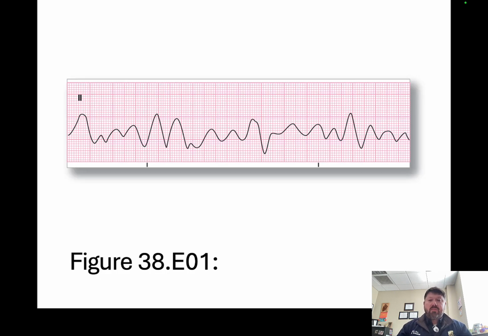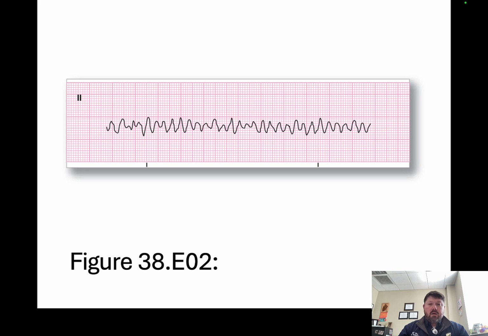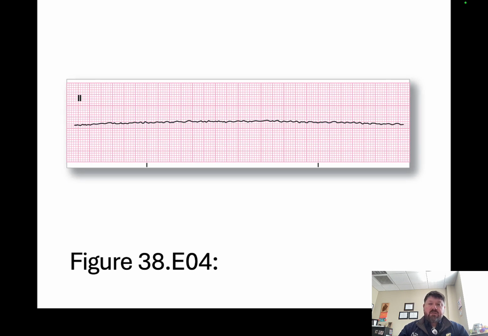So here's an example of coarse ventricular fibrillation. Coarse ventricular fibrillation. This is very fine ventricular fibrillation, not to be confused with asystole. You have an agonal rhythm, always look in multiple leads, and then you see asystole here.